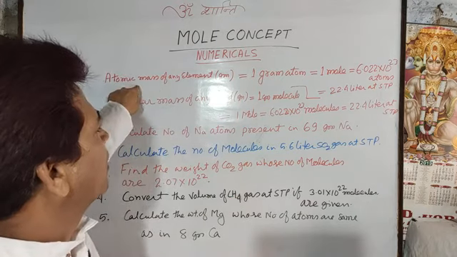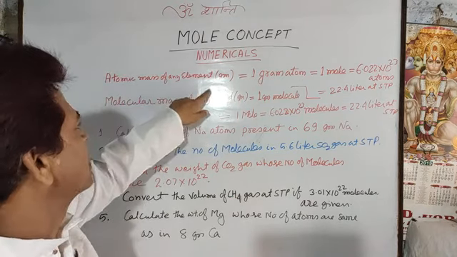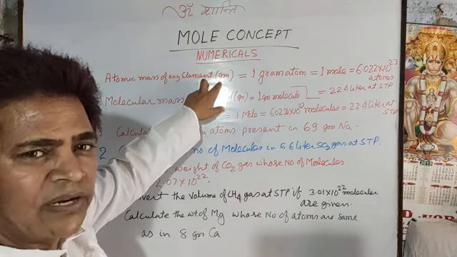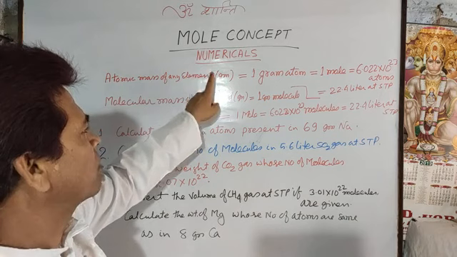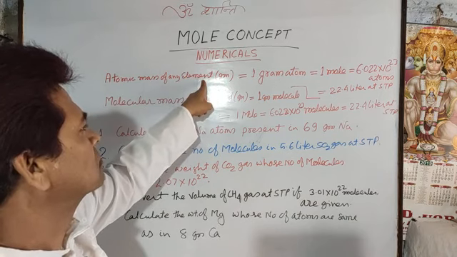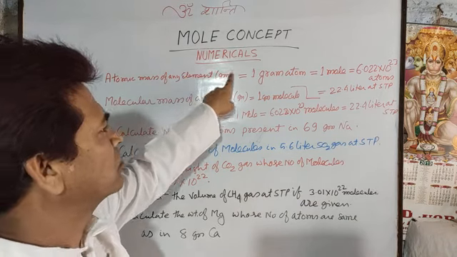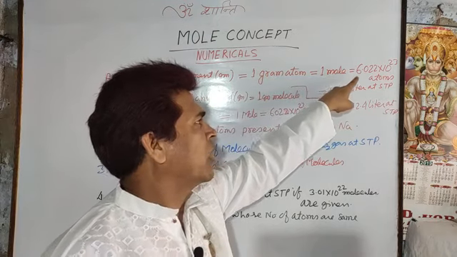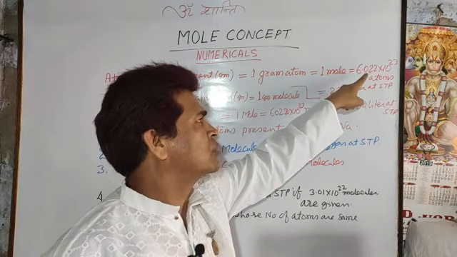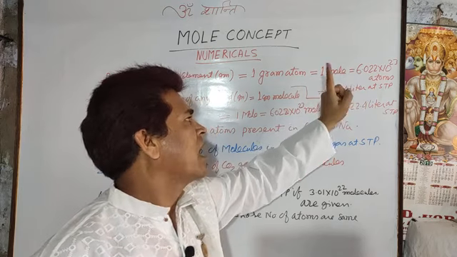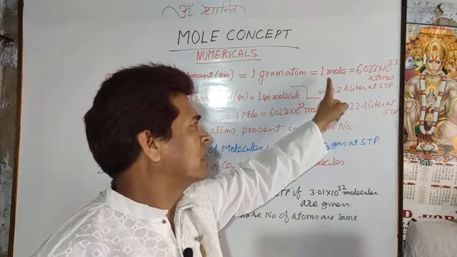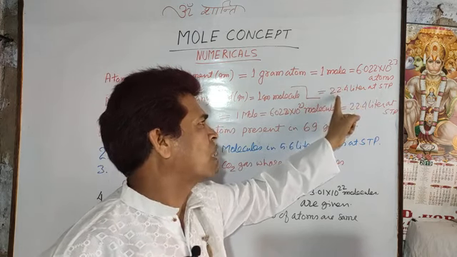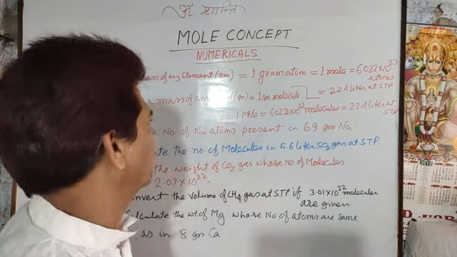In the previous class you understood the relation: the atomic mass of any element given in gram is equal to 1 gram atom, equal to 1 mole, and the number of atoms is 6.022 × 10^23. And if that element is in gaseous state, the volume at STP is always measured as 22.4 liter.